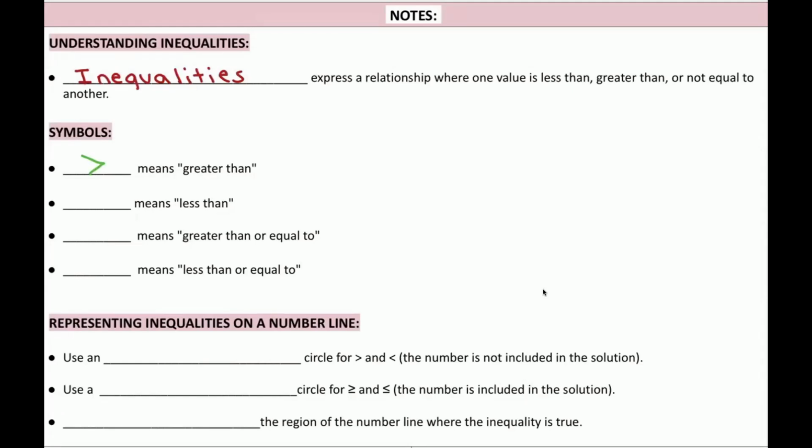Our first symbol is greater than. This symbol represents less than. We have greater than or equal to, and less than or equal to. If you need any more practice on just inequalities, make sure to practice level number 1 and 2. But today we're also going to practice representing inequalities on a number line.